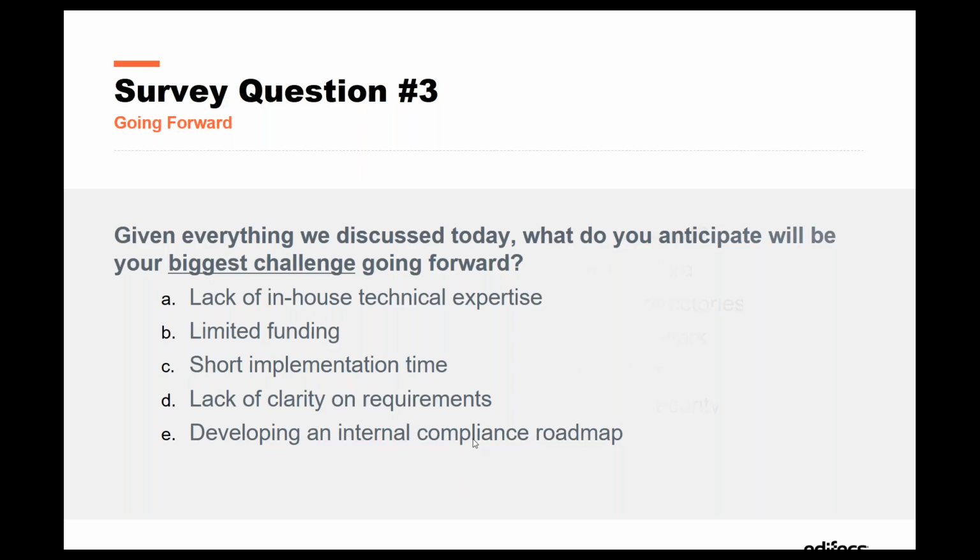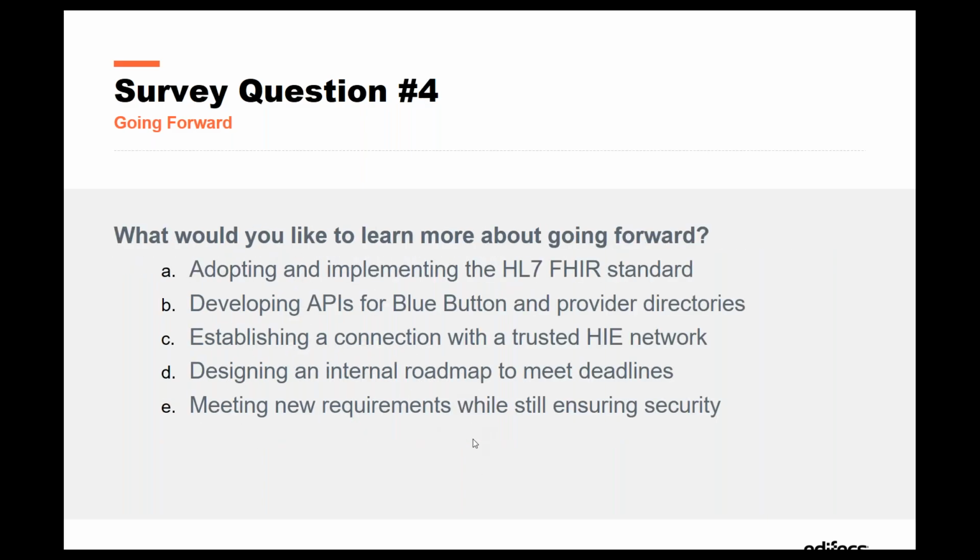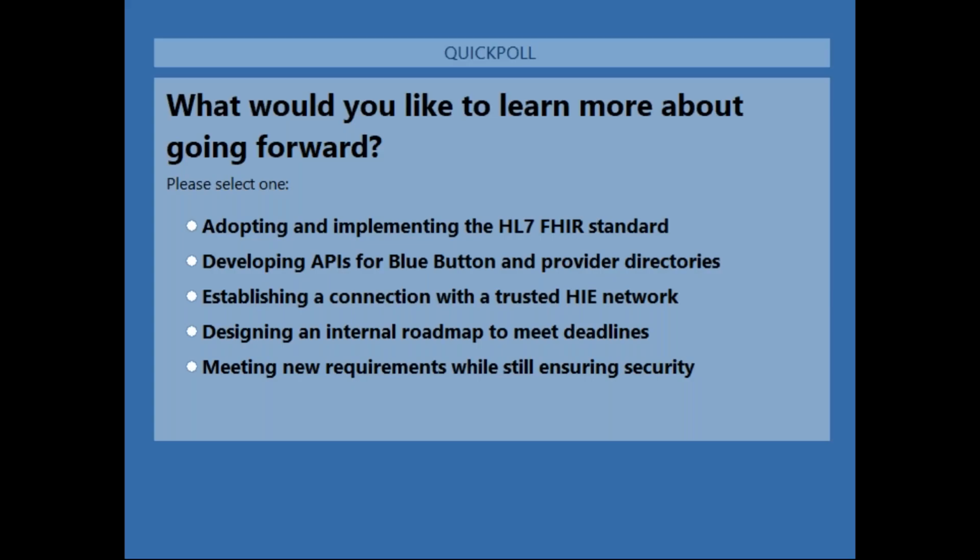And the last survey question is, what would you like to learn more about going forward? There is so much information, so much data, and so many talking points. Number one is adopting and implementing the HL7 FHIR standard. Number two, developing APIs for Blue Button and provider directories. Number three is establishing a connection with a trusted HIE network. Number four, designing an internal roadmap to meet deadlines. And the last one is meeting new requirements while still ensuring security.